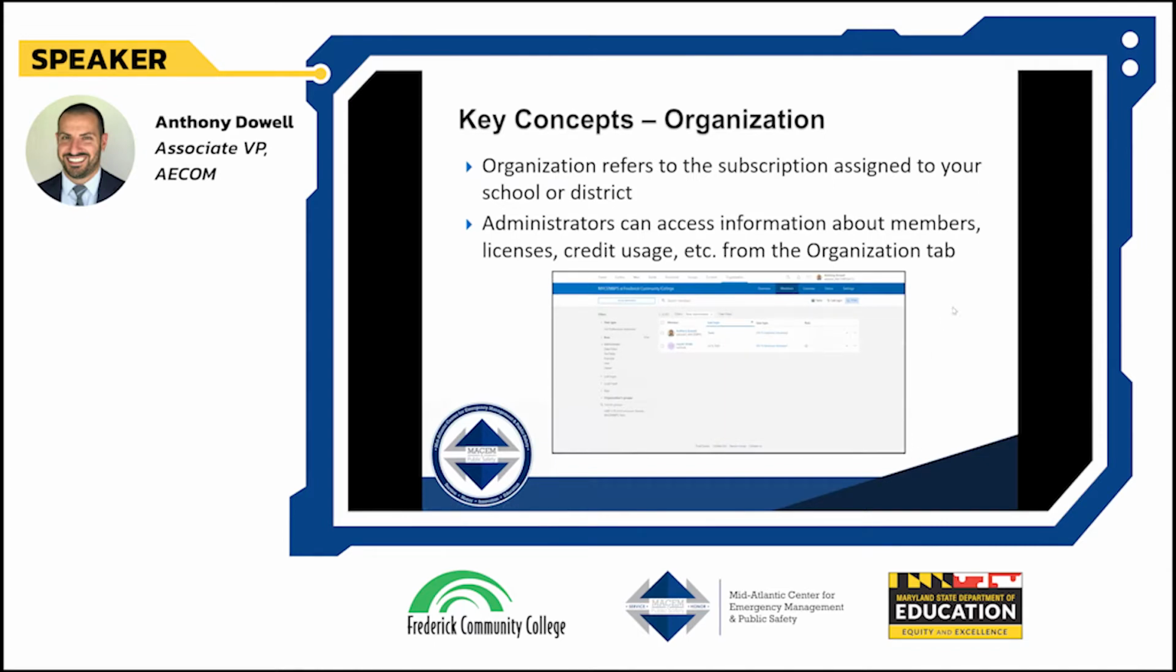And then finally, the Organization tab. As I mentioned, the Organization tab is only going to be available to folks with administrative privileges. And the Organization tab is going to give you that subscription level information. It's going to provide information on the members you have within the organization, the licenses that you have through your ArcGIS Online implementation, what credits have been used, which is a concept that we'll cover a little bit later today, and otherwise.